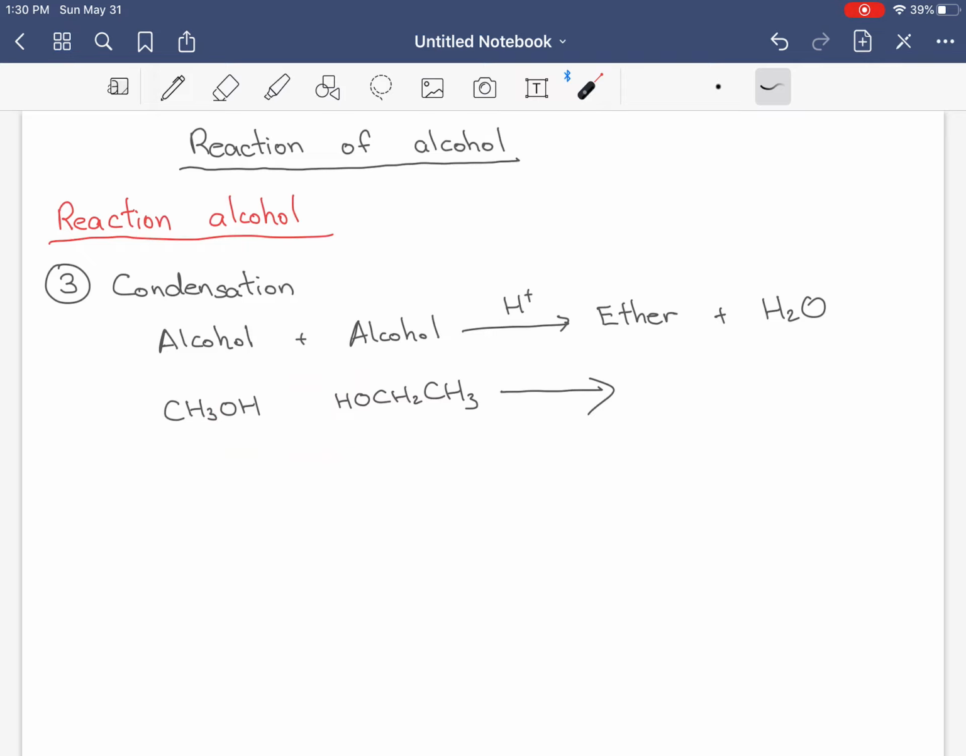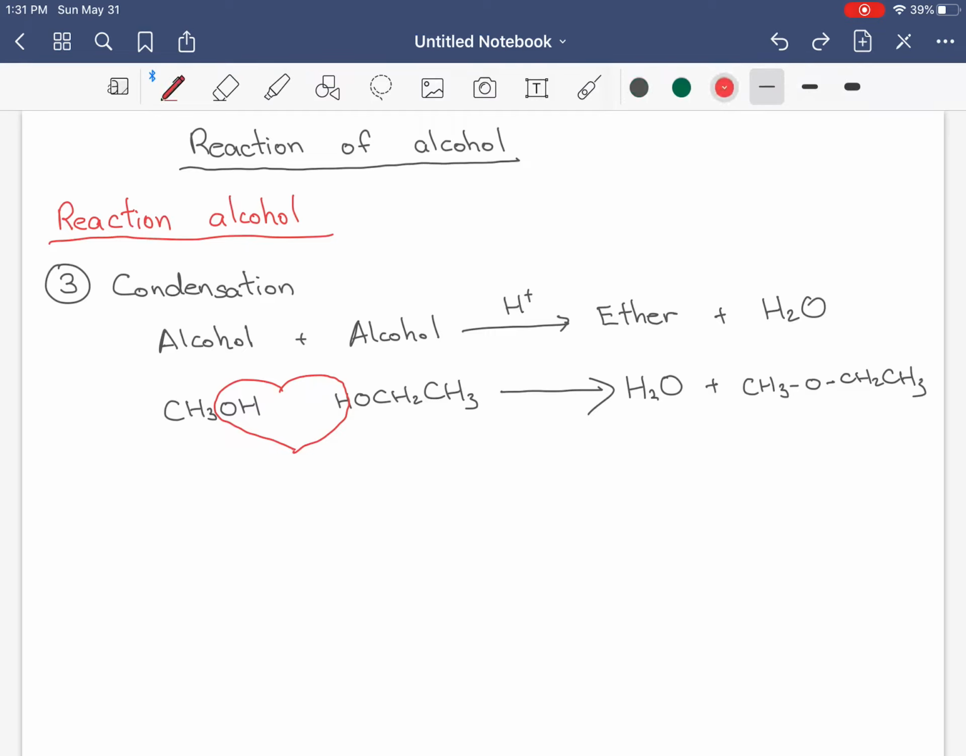Okay, so let's actually draw this in. Here we go. This OH comes together with this H, and they will form water, just as we expected. Now, because of that, this carbon right here is missing a bond, and this oxygen right here is missing a bond. What do they do? Well, of course, they bond with each other. This is the synthesis part. So what you have here is CH3, O, CH2, CH3.